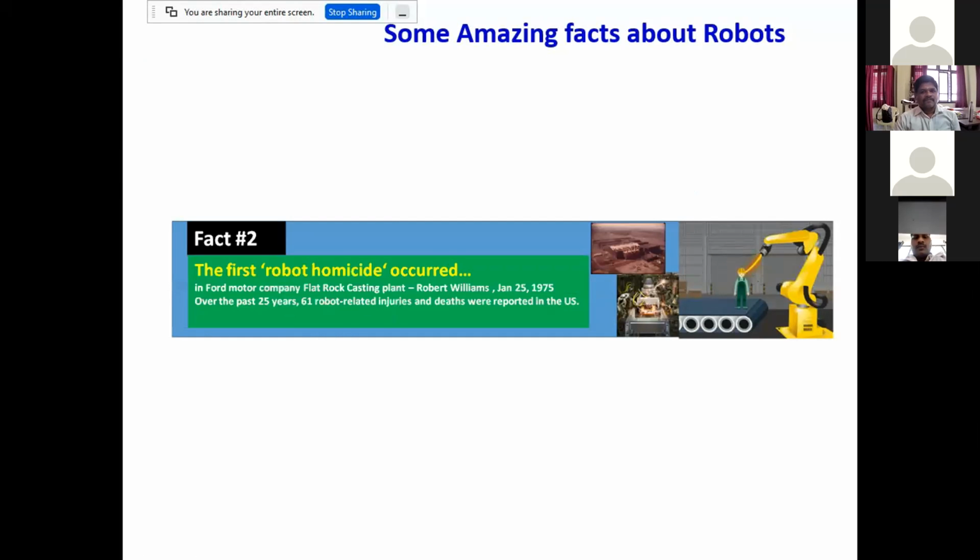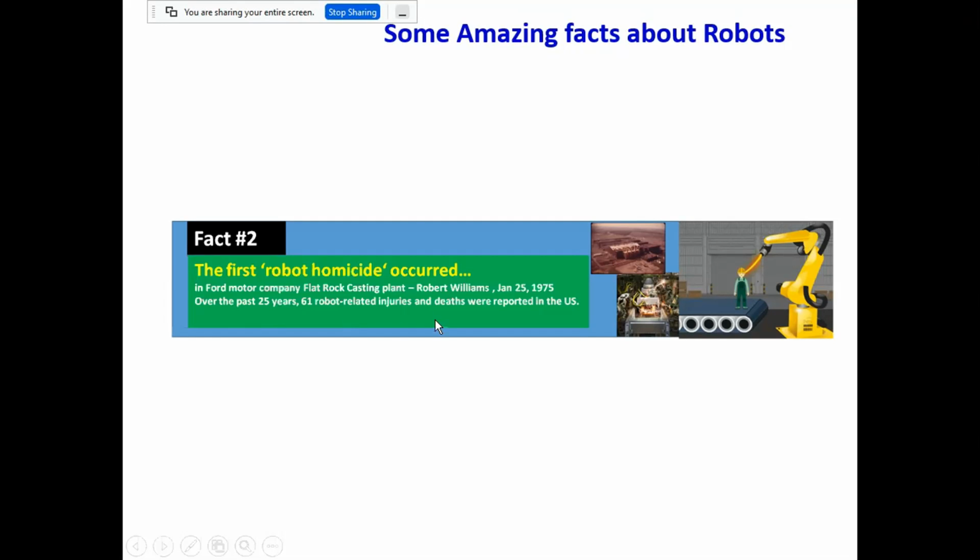Fact 2: the first robot homicide occurred at the Ford Motor Company, where the first robots were used. In the casting plant, Robert Williams, January 25, 1975. This is a person killed by a robot, homicide. Over the past 25 years, 61 robot-related injuries and deaths were reported in the US alone. Please remember, friends, if you are not programmed properly, if you are not used properly, the evidence is there, robot homicide occurred.